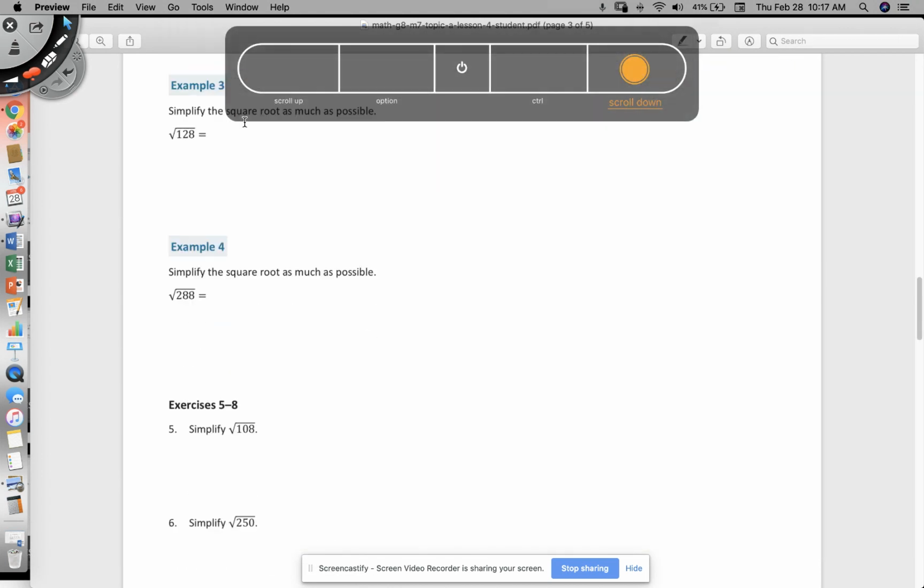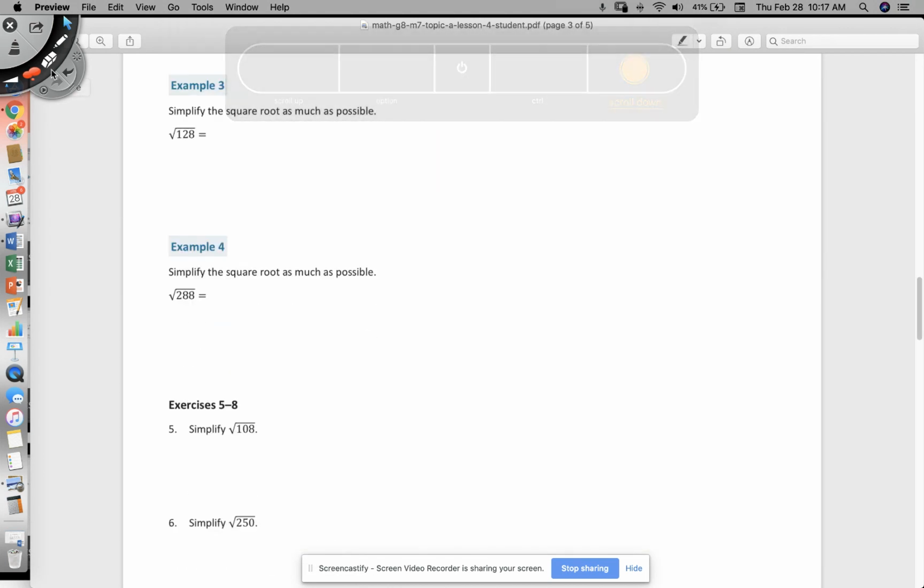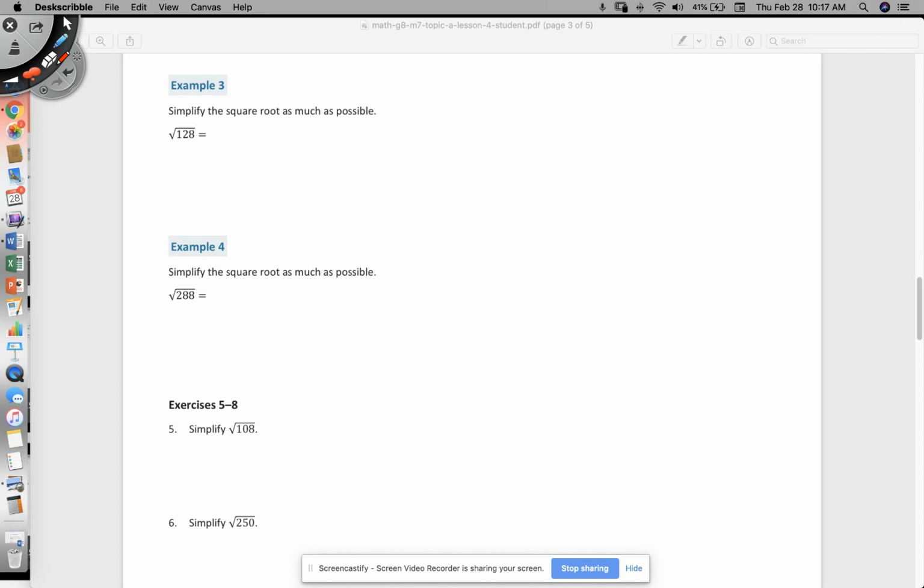Now, we start to get into some bigger numbers here. And as the numbers get a little bit bigger, you might want to think about getting a root chart, where you have a chart of all your square roots so you can see it a little easier. And again, you want to look at where it falls between. Where does root 128 fall between, similar to what we were doing before?